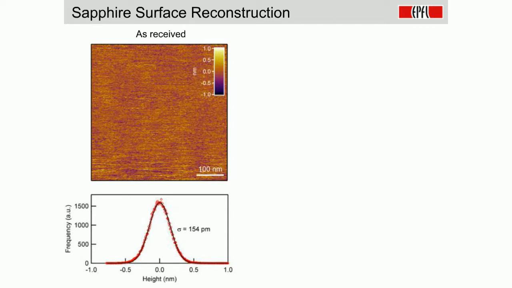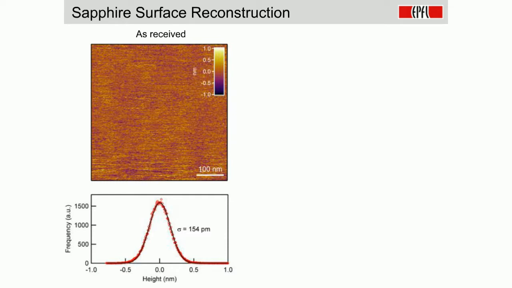On the left-hand side, you have an AFM topography image of a wafer that you would normally buy. This is already a very high-quality wafer, and it looks very smooth. On the bottom, you have a histogram constructed from the topography image. You get the standard deviation, which is 154 picometers, the same as the surface roughness, and it's already a very good number. Silicon dioxide, for example, would be around 300 picometers, so it would appear quite a bit rougher.